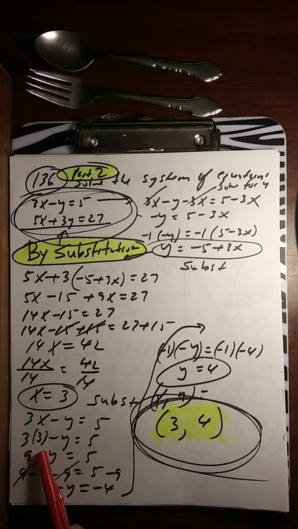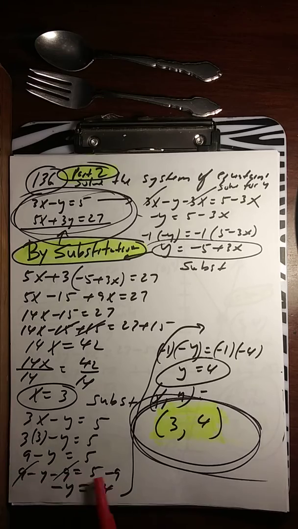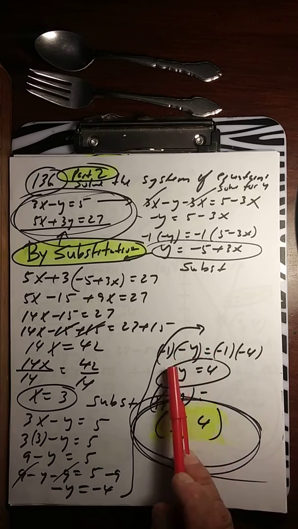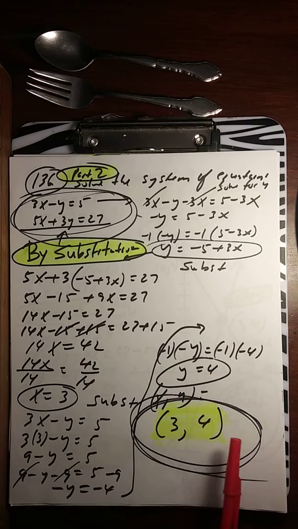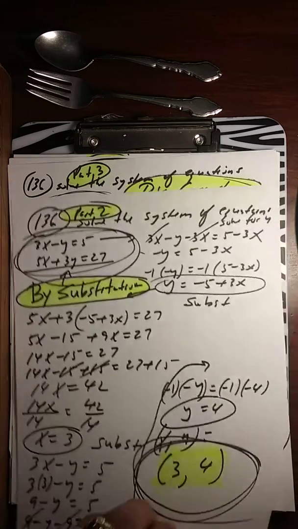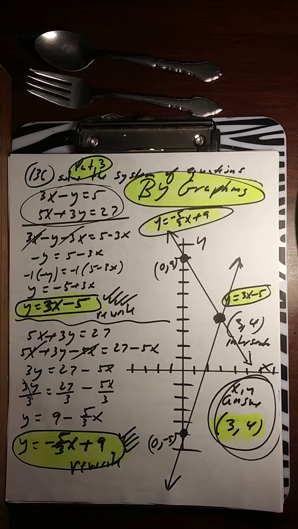3 times that is 9 minus that, minus 9 minus 9, negative y equals negative 4. Multiplied by negative 1, so y equals 4. So 3, 4 again is the answer. Solved by what? Substitution. Alright, solved by graphing.